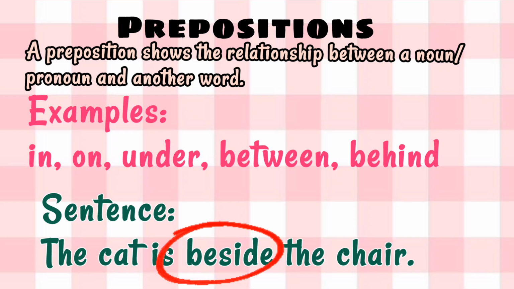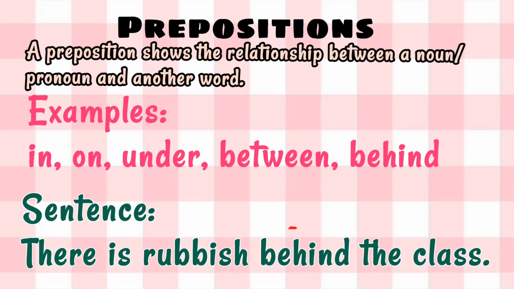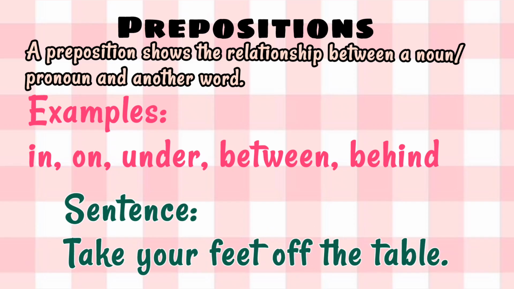Another example, there is rubbish behind the class. So when you go behind the class, you're probably going to find a lot of rubbish. We say there is rubbish behind the class. The last example, take your feet off the table, because that is probably bad manners. Take your feet off. Off is our preposition.